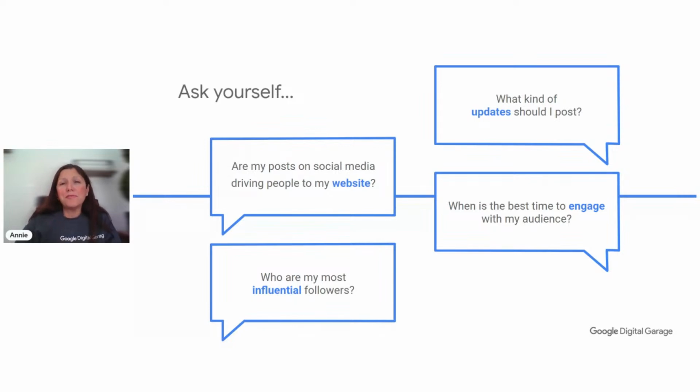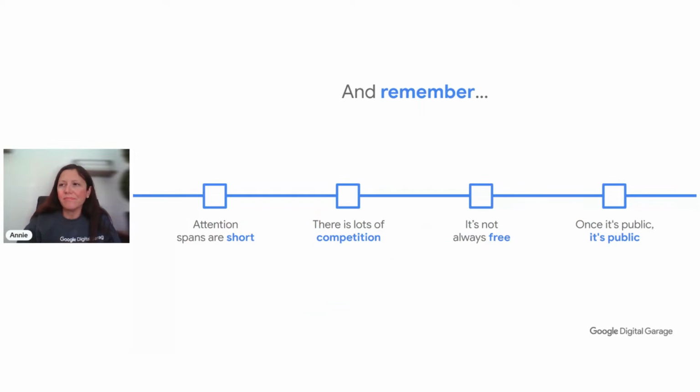And to find the time of day out, you might want to use a tool called Hootsuite, which looks at the best times to post. So there's lots of tools out there to help us understand how to connect best with our audience in terms of the time of day and the content we want to create.